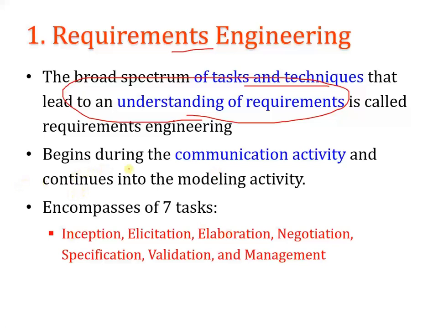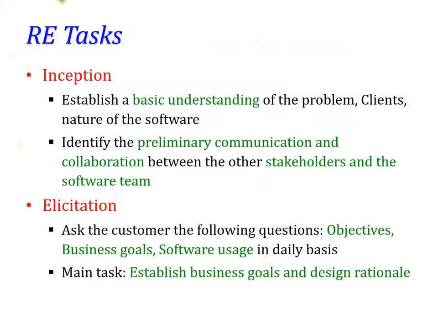This particular phase begins with the communication activity and sometimes it continues until the modeling activity. As we have already discussed in the classes, this encompasses 7 different tasks. So the requirement engineering of a complex software, that is the communication activity, will have 7 different tasks in it. Namely, inception, elicitation, elaboration, negotiation, specification, validation and management. Now we'll get into each and every phase in detail.